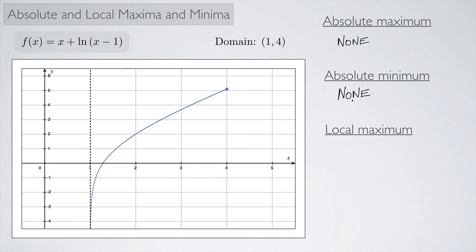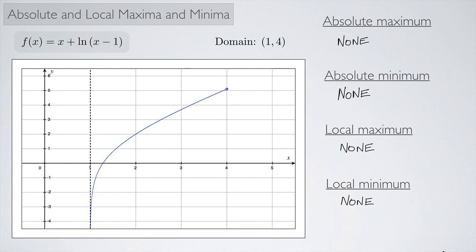How about a local maximum? Well, again, we have that same problem here. That doesn't count. There's no other place for a maximum, so again, nope, none of those. And how about a local minimum? And again, oh, we saw this before. Nope, none of those. So in this case, even after we restricted the domain, we saw that we still do not have an absolute maximum or minimum, and we don't have a local maximum or minimum.